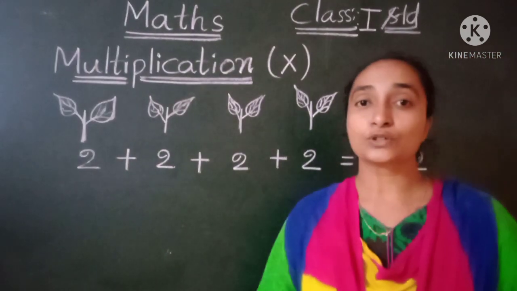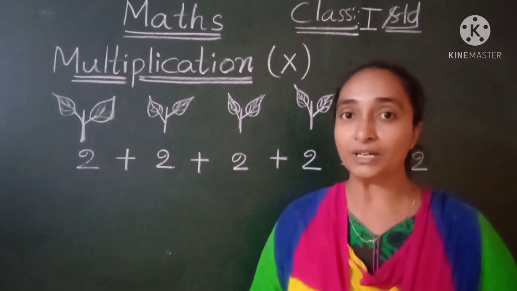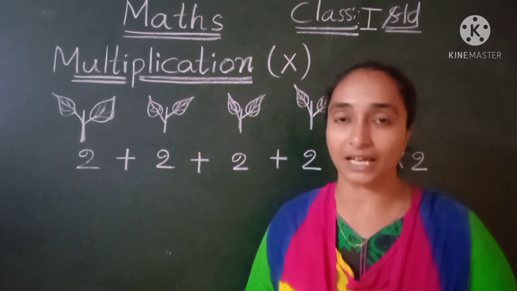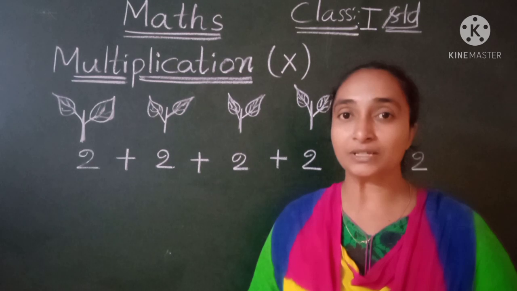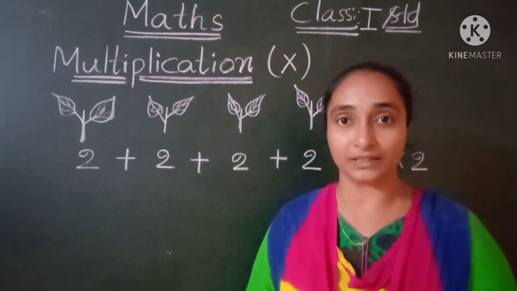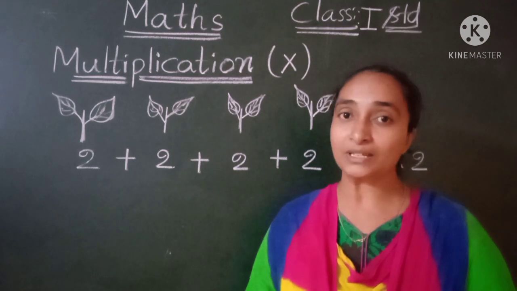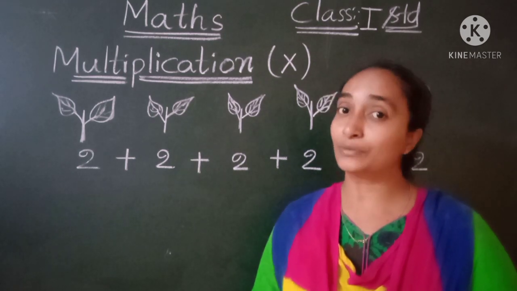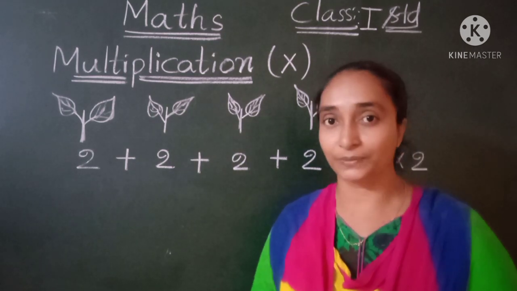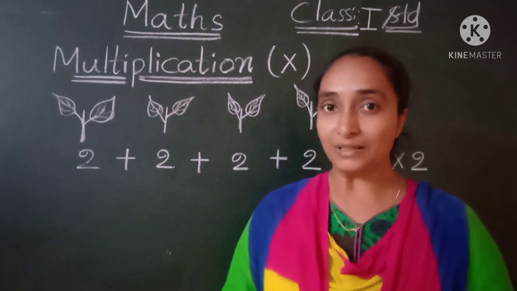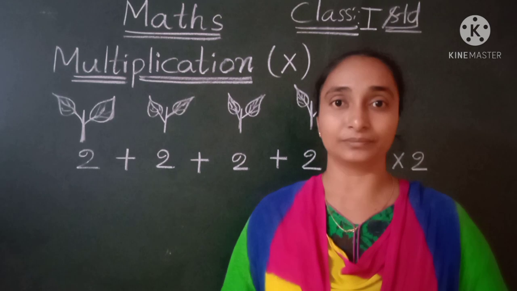So children, we have started the multiplication, so what do you have to do? Yes, you have to practice the tables. So all the tables, children, up to 10 tables we have to practice now. We have started the multiplication, so we will begin the tables also. We can learn the tables also in this chapter. So children, let us see some more examples based on this multiplication.